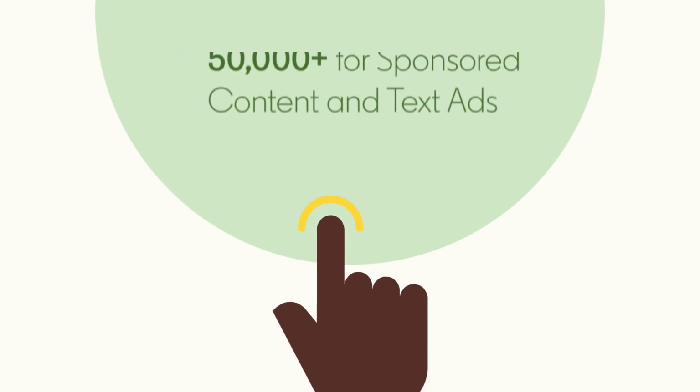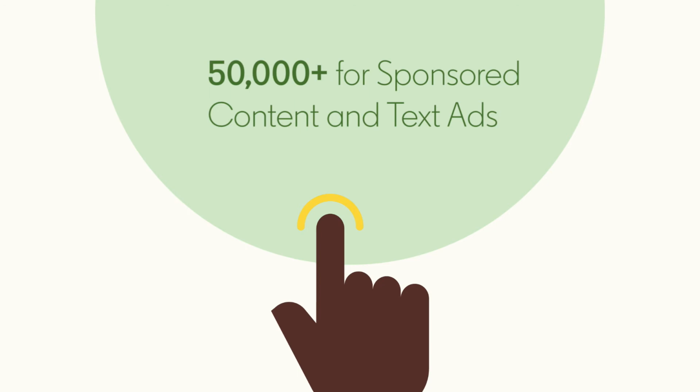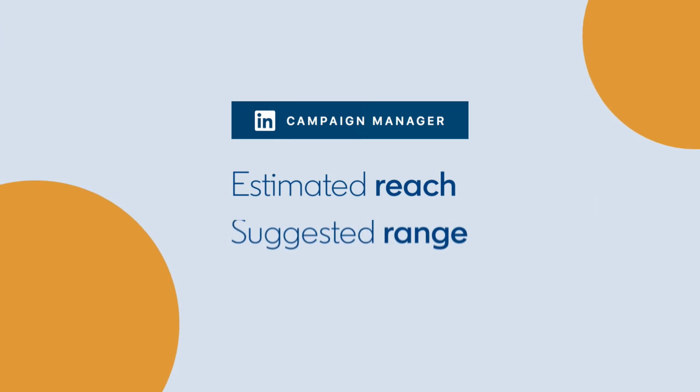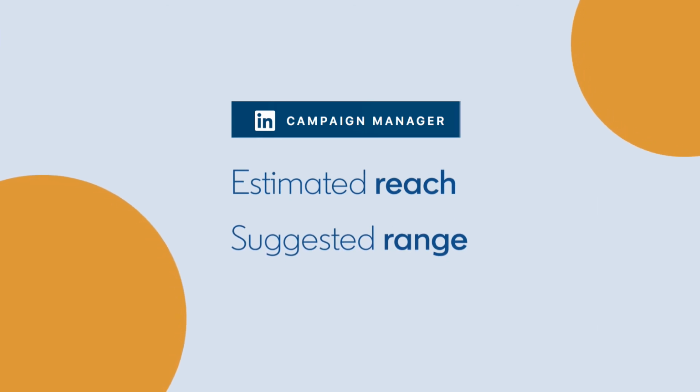A good rule of thumb when starting out is to keep the target audience over 50,000 for sponsored content and text ads, and over 15,000 for message ads. Campaign Manager will show estimated reach and a suggested range while you're building your audience.